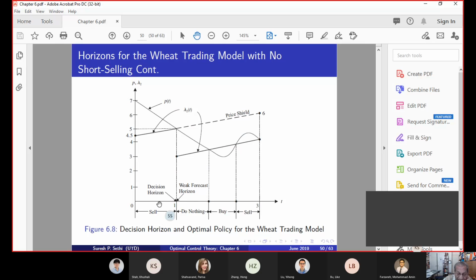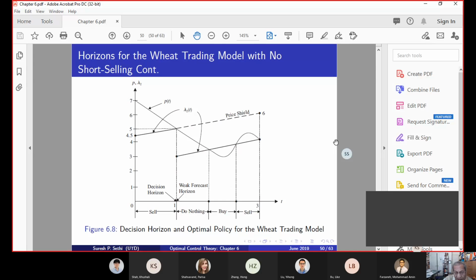My solution is sell. Now suppose I change 1 to 2 to 3 to 5, whatever, and I have a forecast from this point on that is staying below the price sheet. The price sheet continues. Stay below the price sheet. This is not going to change. So what we have is a horizon of 1 and a weak forecast horizon of 1. Weak because I have the price sheet.